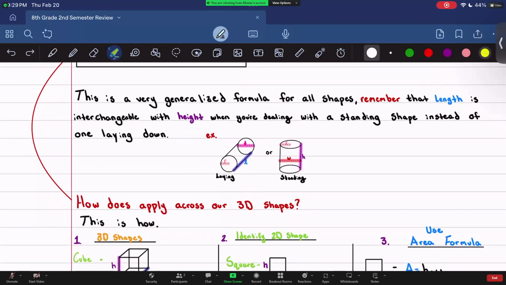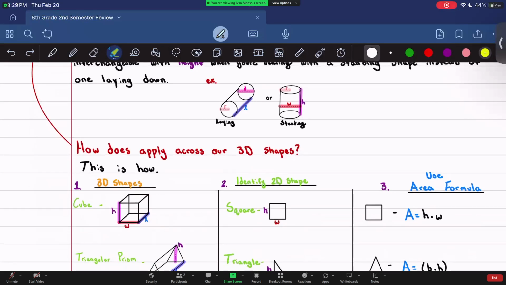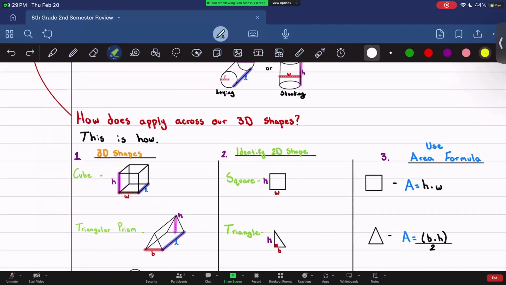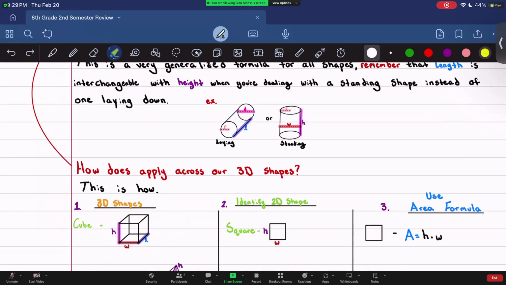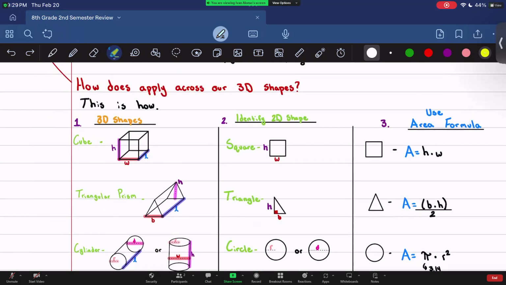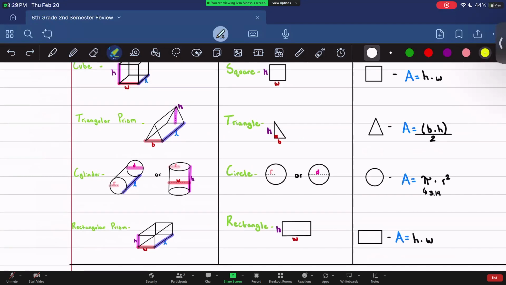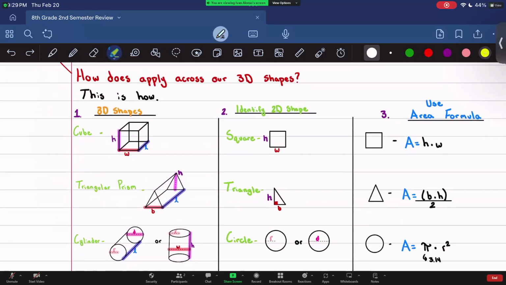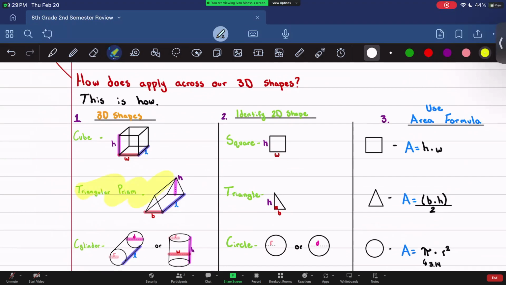So how does this volume thing apply across our 3D shapes, right? So we look at our 3D shape here. We have a cube. We identify what the 2D shape is, and we look at that area formula. So I'm gonna use the triangular prism. Okay. So let's look at this right here. I know the area formula for a triangle is base times height divided by 2. All right. You identify the 2D shape. That's what I mean by I know the triangle.